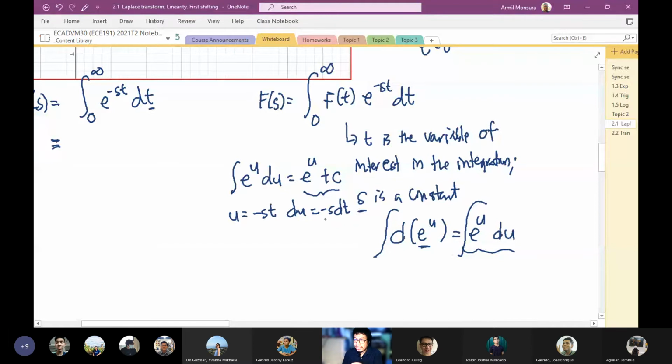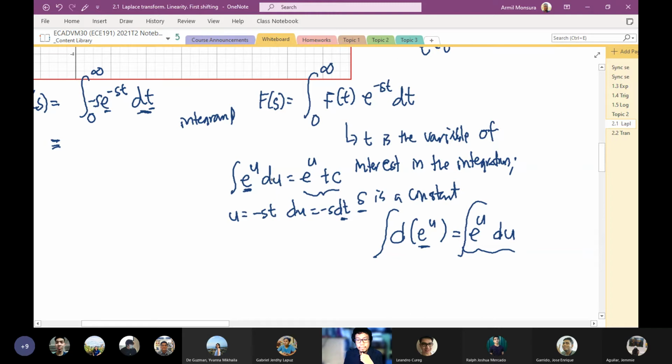mapapansin nyo ngayon, dito sa integrand ko, we call this the integrand. Doon sa integrand ko, meron akong e raised to u ko. Ito yung dt ko. Okay? May nawawalang factor, yung negative s. So, pwede kong ilagay yung negative s na yan dito para makompleto ko yung definition na e raised to u, du.